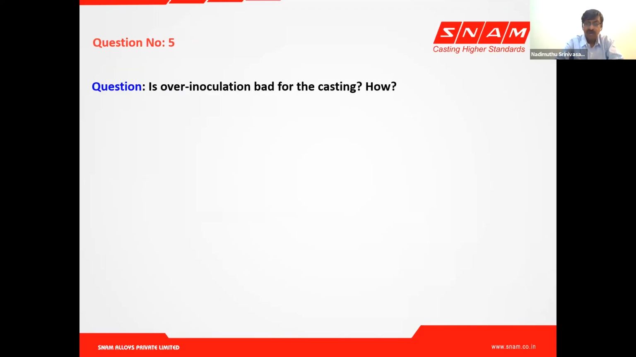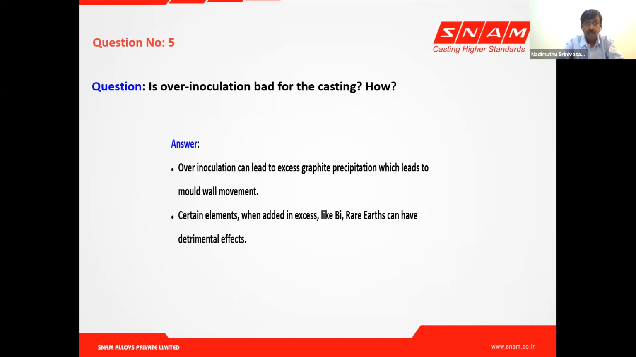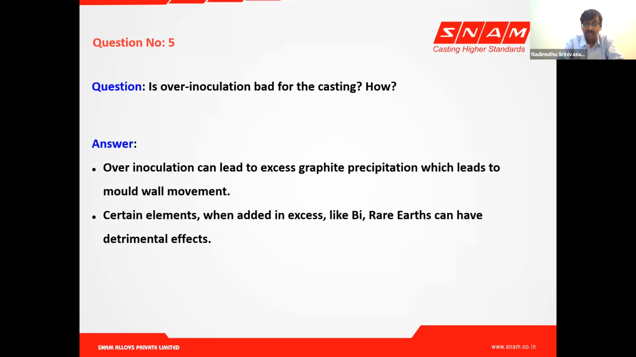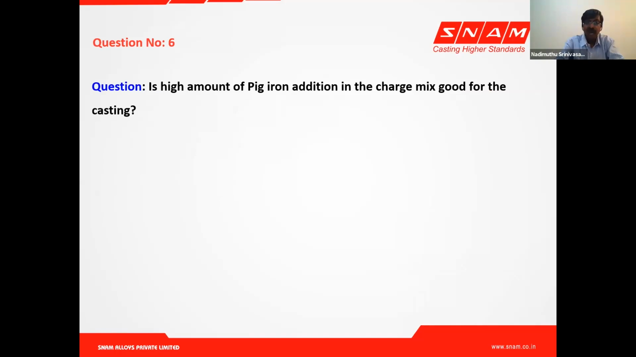Is over inoculation bad for the casting, and how? Over inoculation can lead to excess graphite precipitation, which can lead to mold wall movement. And you also have some special inoculants like bismuth and rare earth, which, when they go into excess, provide you with detrimental effects of carbide formation or machinability issues naturally.